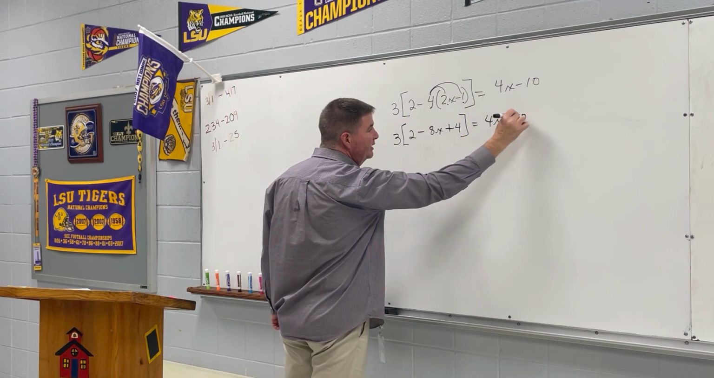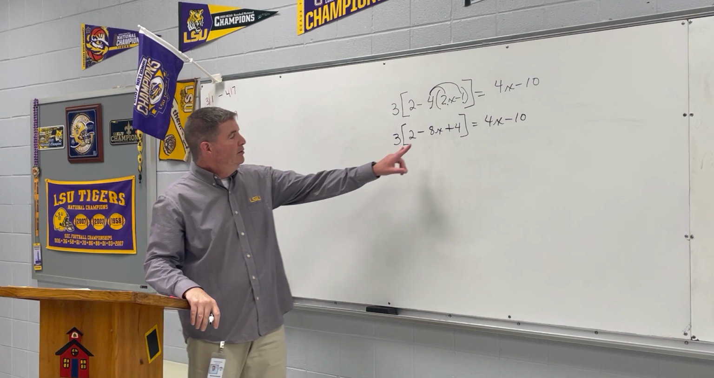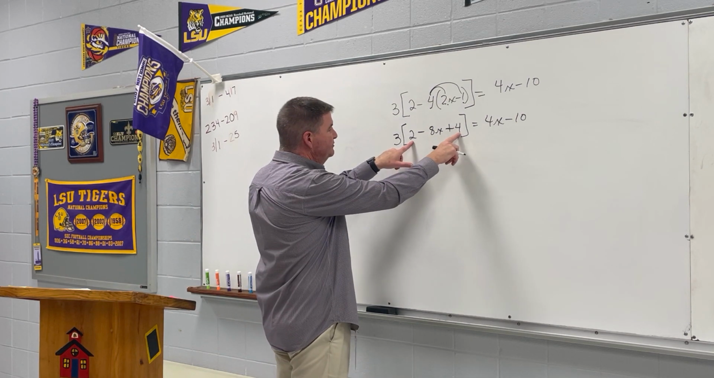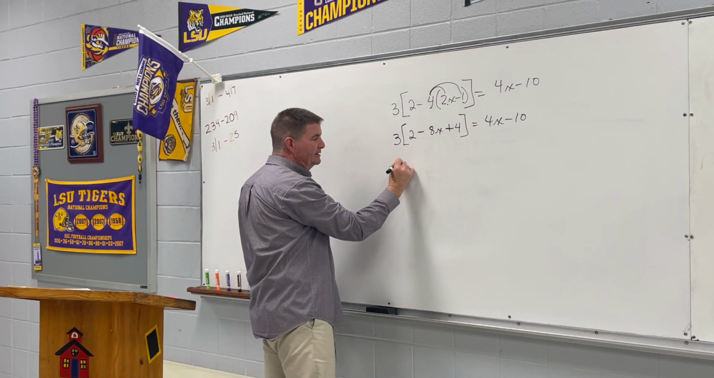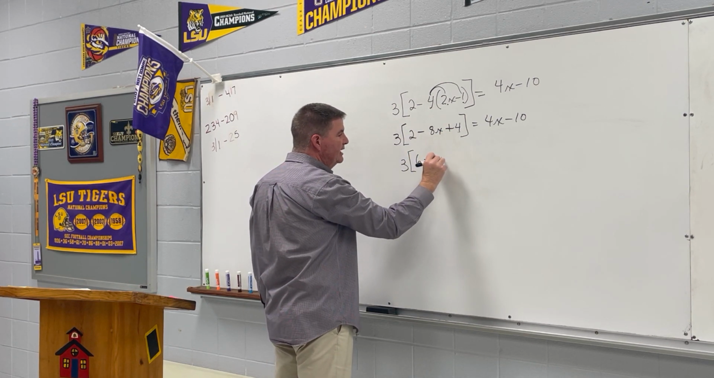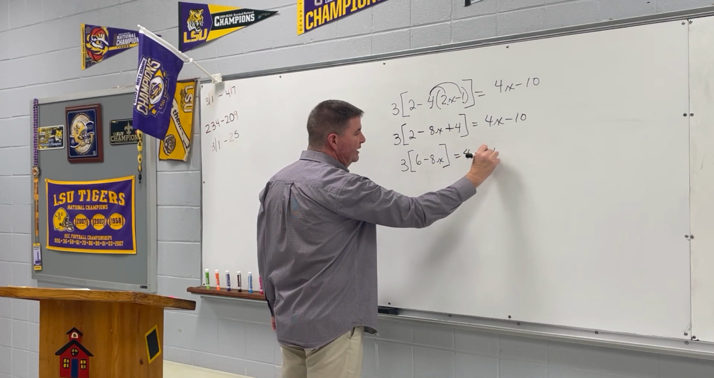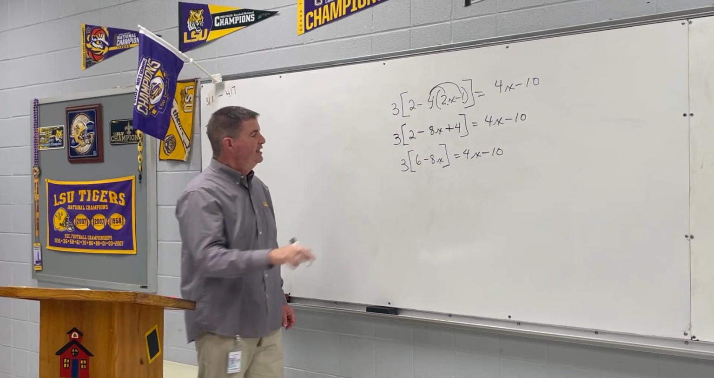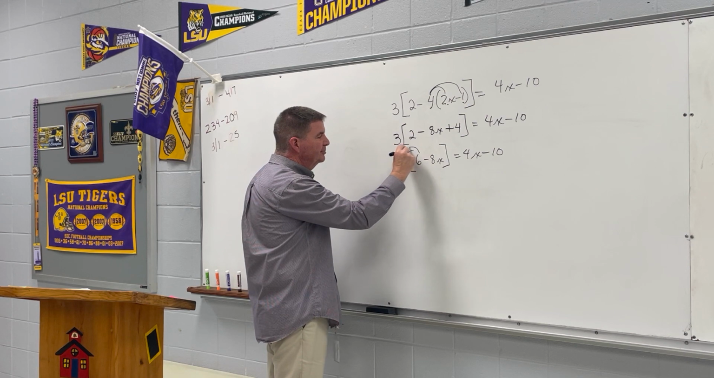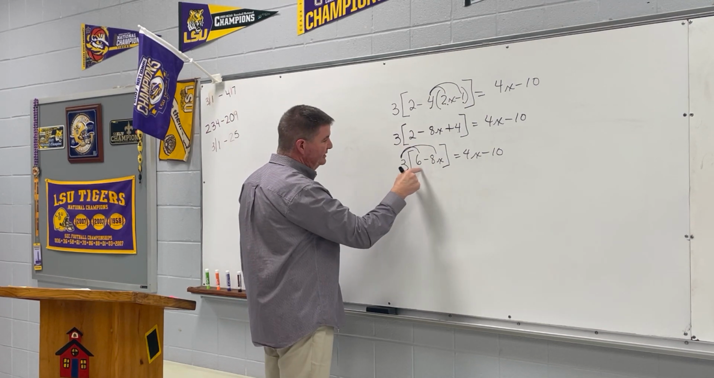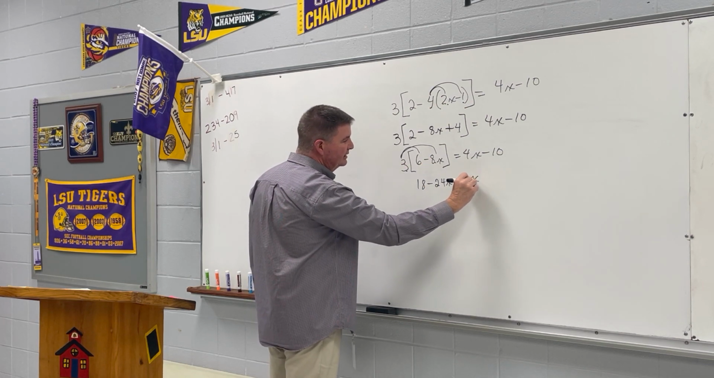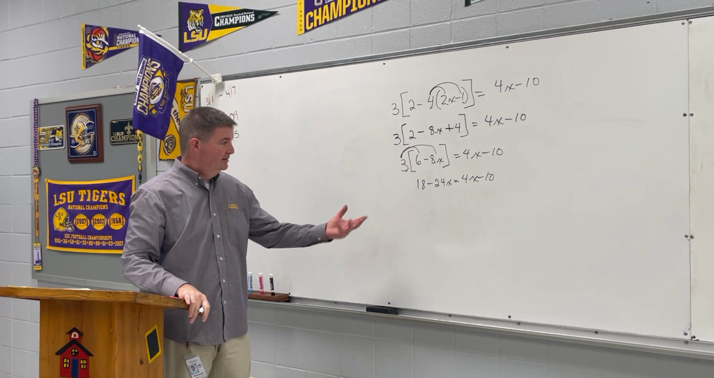The rest of the equation stays the same. Now, within the brackets, we still can combine. We have two numbers that we can put together, combining like terms. So that's 3 bracket 2 and 4 would be 6 minus 8x equals 4x minus 10. Now we are finished with what's inside the parentheses. So now we're going to go to multiplication, which is distributing. 3 times 6 is 18 minus 24x equals 4x minus 10. And now we're back to where we were.